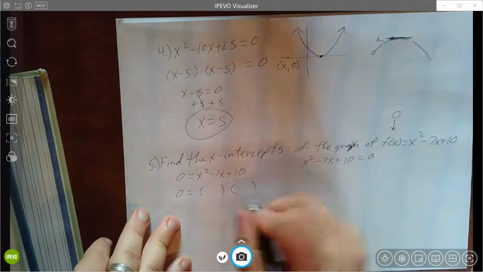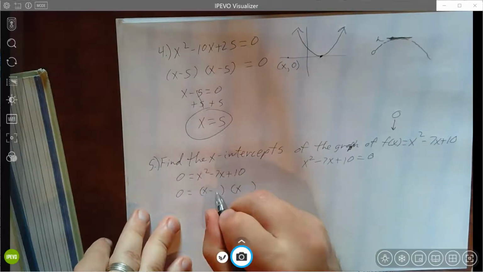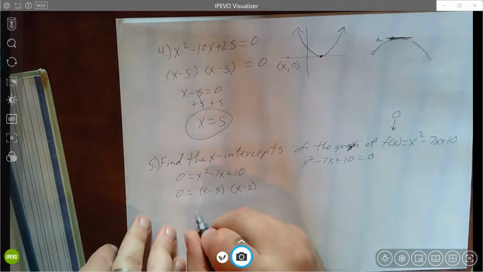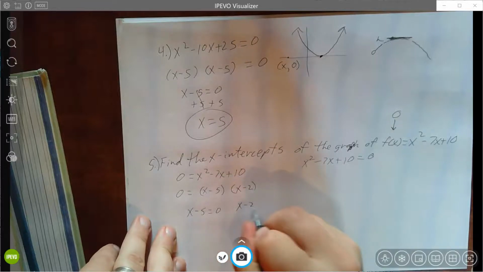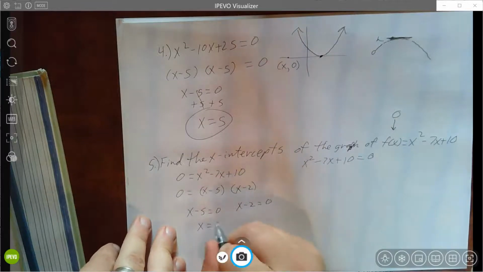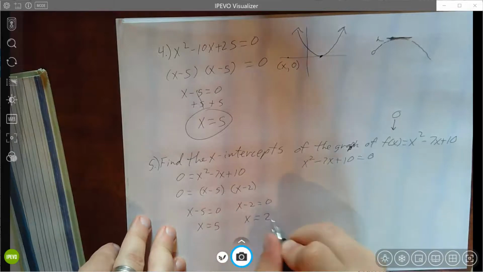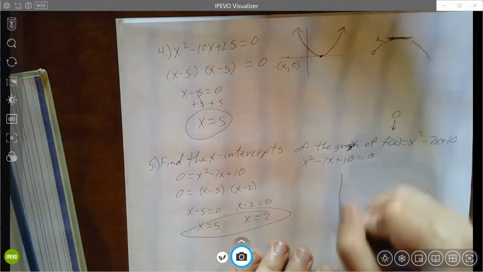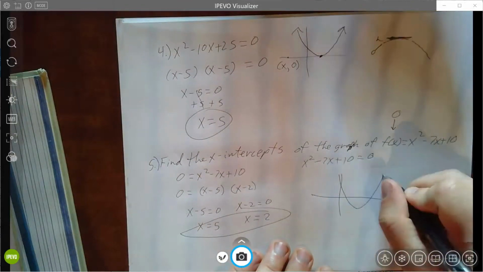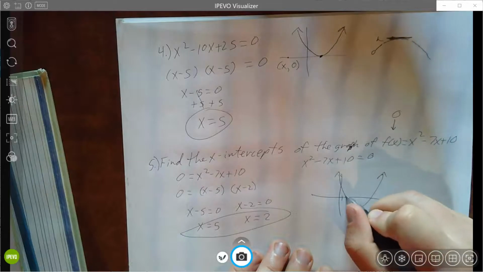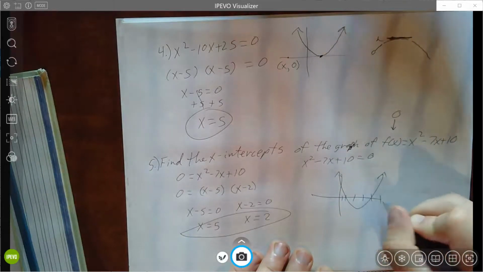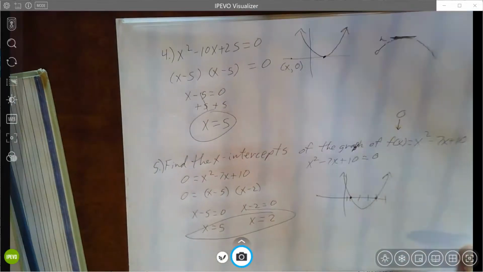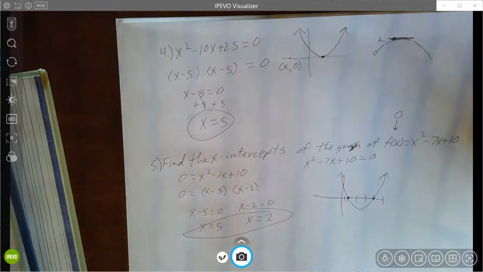Factor this side here. We get x minus 5 and x minus 2. So I'm going to get x minus 5 equals 0 and x minus 2 equals 0. I'm going to add 5, I'm going to get x equals 5. I'm going to add 2, I'm going to get x equals 2. So there are my two x-intercepts. That means it's going to hit the x-axis at 2 and at 5. All right, if we were to see it on the graph, that's what it would look like.